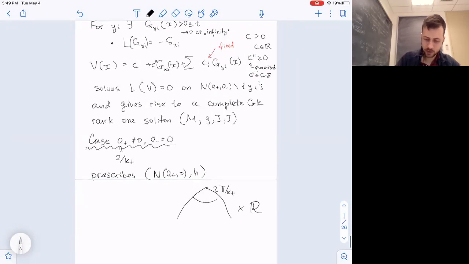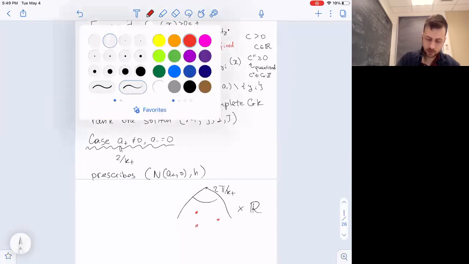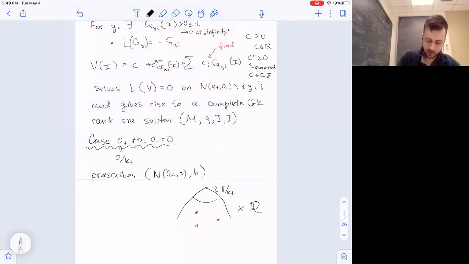You're allowed to take finitely many points in the smooth locus. And in this case, similarly to the above, your V of x will be a non-negative constant plus sum of Ci Gy I of x. So it's a bit different. C is allowed to be non-negative here in this example, and you don't have this anomalous solution. Other than that, the picture is similar.